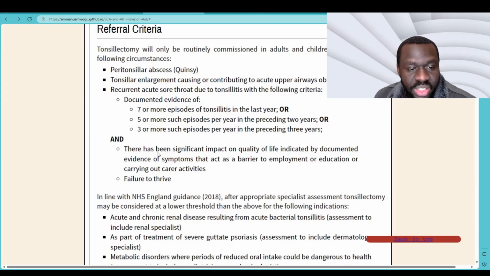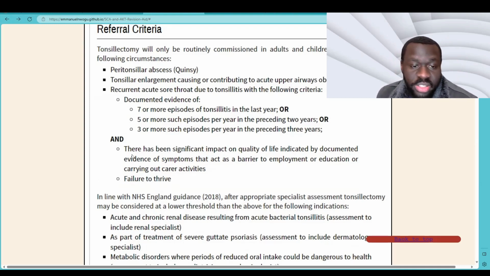And there has been significant impact on quality of life. So it's not just having tonsillitis. If they have mild tonsillitis, it still doesn't count for tonsillectomy. If they had tonsillitis that had significant impact on quality of life, they're unwell, indicated by documented evidence of symptoms that act as a barrier to employment or education, the child being off school, for instance, because they were so unwell, or carrying out care activities, so being off work or off sick with those episodes of tonsillitis, then you need to say this person is really having significant burden from the disease, and we should be removing it.